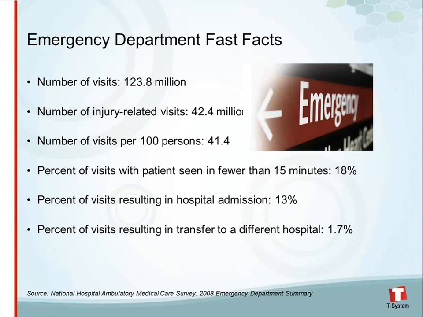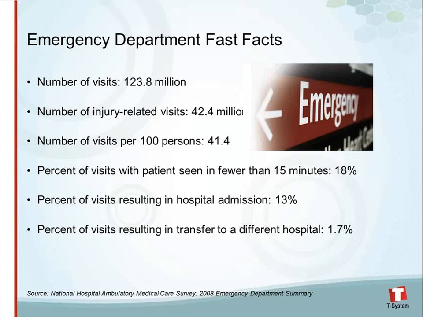Just some fast facts. Right now in the United States, there's about 123.8 million emergency department visits annually. So that's what a lot of us spend our time taking care of, all those visits. That's a lot of visits. The number of injury-related visits in those 123 million is 42.4 million, which brings us to 41.4 visits per 100 people.